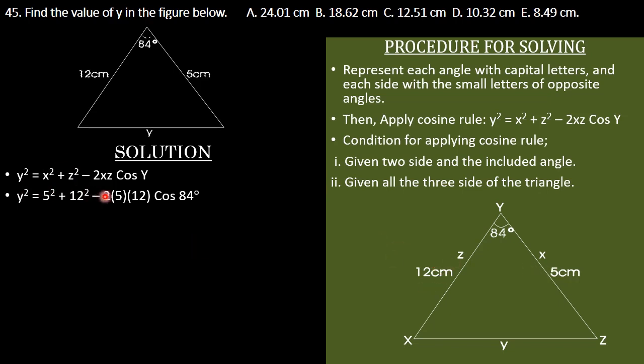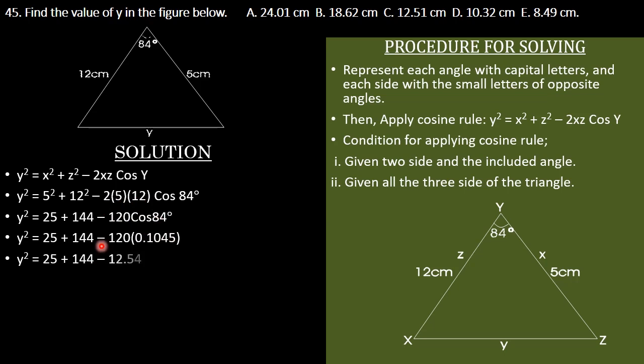Then let's substitute. We have y square is equal to 5 square plus 12 square minus 2 multiplied by 5 multiplied by 12 cos 84 degrees. Y square now is equal to 5 square is 25 and 12 square is 144, minus 2 multiplied by 5 multiplied by 12 is 120 cos 84 degrees. Cos 84 degrees is 0.1045. Y square is equal to 25 plus 144 minus 120 multiplied by 0.1045. We have 12.54. Y square now is equal to 156.46.